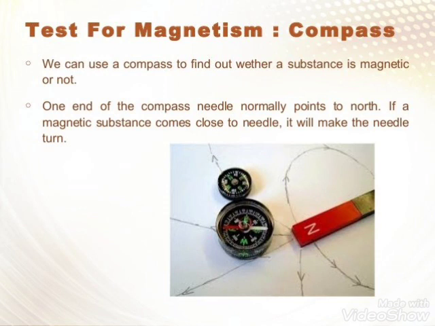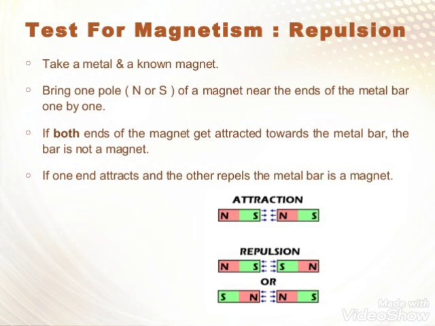So this is a short test for magnetism using a compass: if the object is able to turn the needle of the compass, then we can say that the object is a magnetic substance, otherwise it is not. Next is repulsion. Repulsion is called a sure test of magnetism, and we can perform one activity to test whether a given metallic substance is magnetic or non-magnetic.